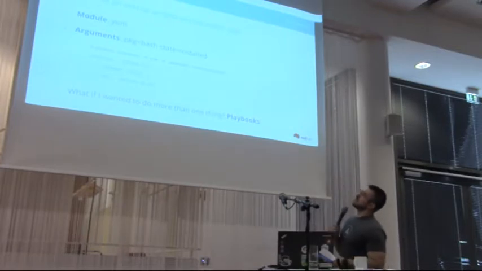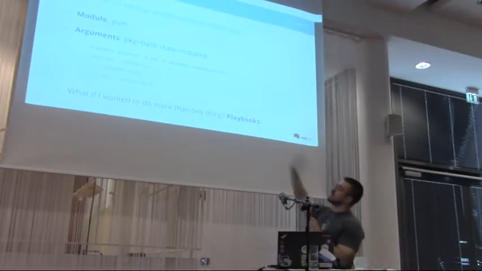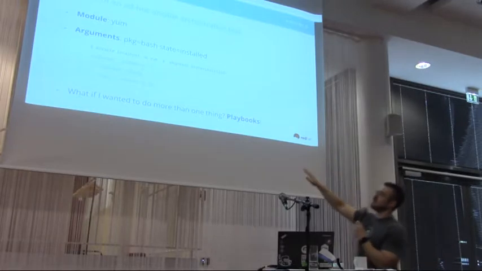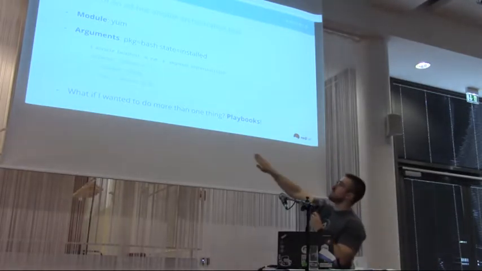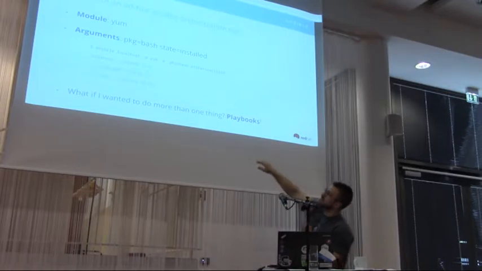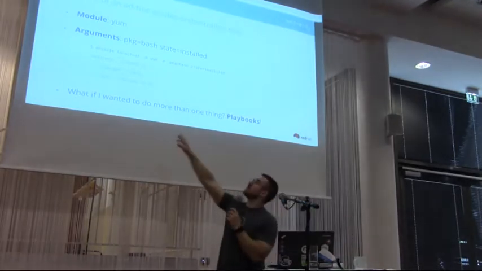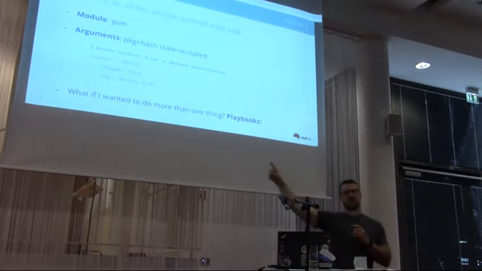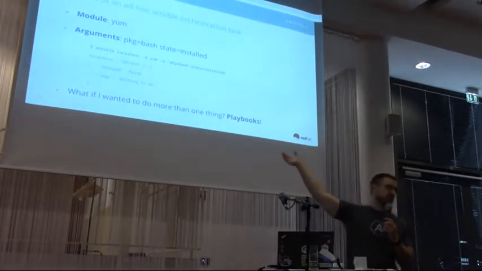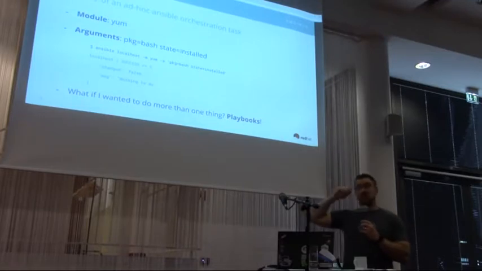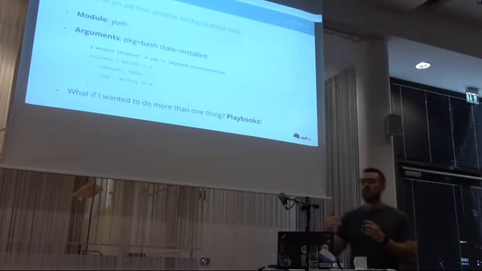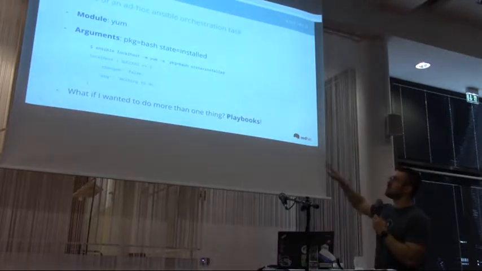So this is an example of an ad hoc command. In this example, we're using the yum module. We're using the arguments to the yum module, package and state, and the values we're giving to those respectively are bash and installed. If you can see, hopefully in the back, ansible localhost. Localhost there is going to be our identifier for our host group. You can actually define localhost in an inventory, but we also have a built-in inferred localhost, so we know what you mean there.